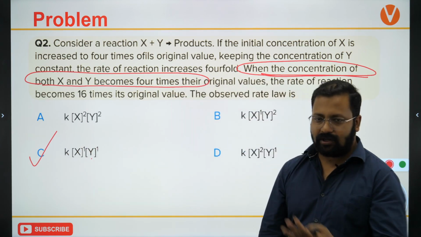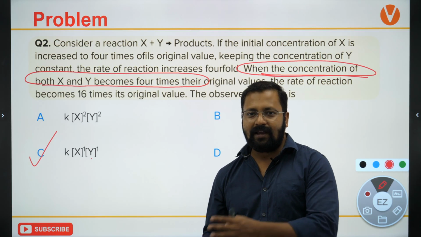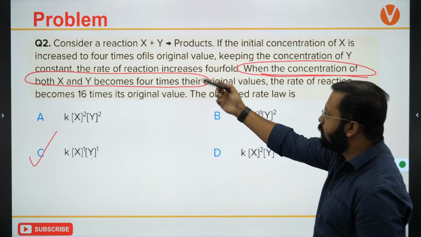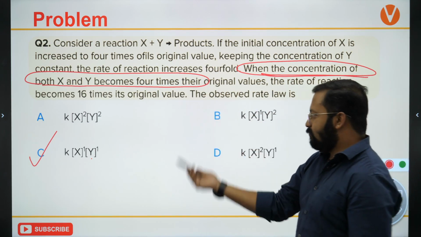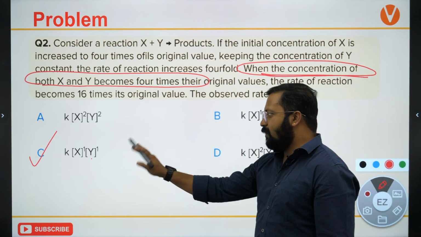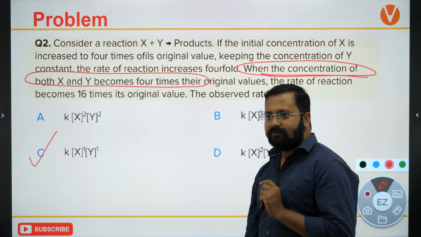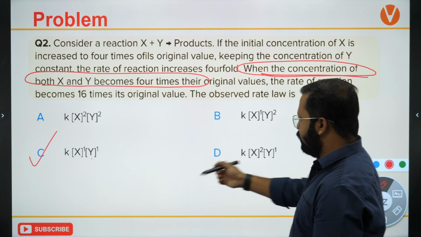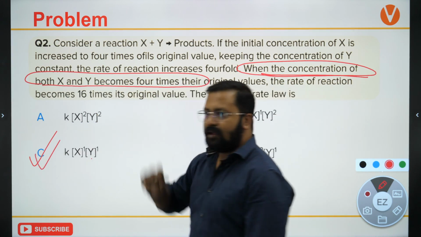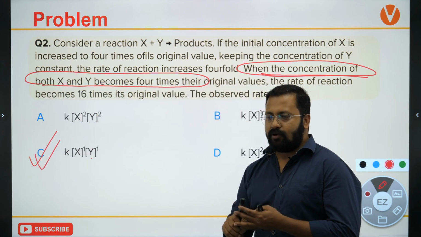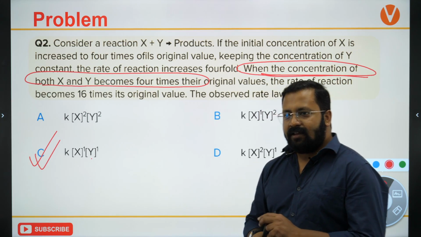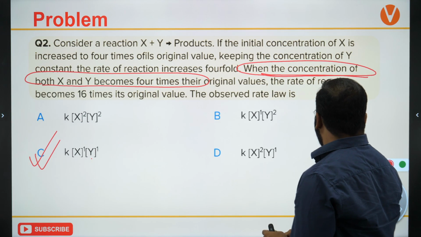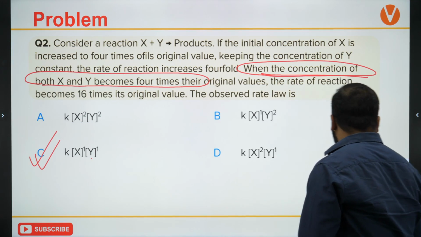I misread the question as only Y being increased and X kept constant, but the question is when the concentration of both becomes 4 times. So the rate becomes 16, so the power of each of them will be 1. The observed rate law will be C. Navneet, very good. Okay, so fine. Let's go on.